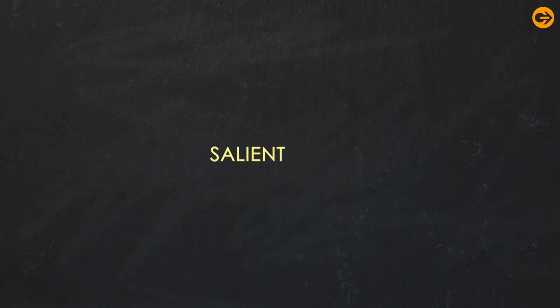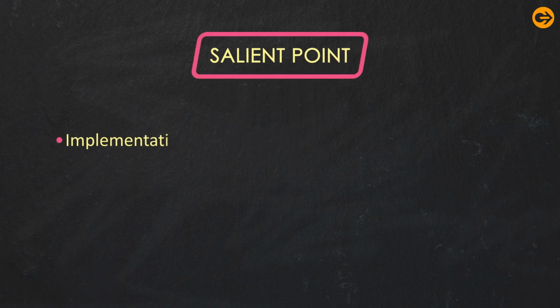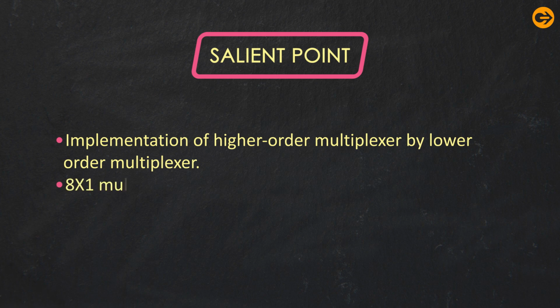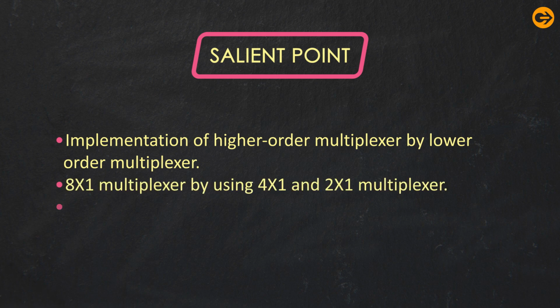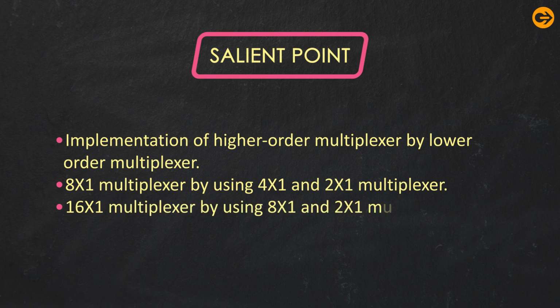In today's lecture, we have learned implementation of higher order multiplexer by lower order multiplexer: 8 to 1 multiplexer by using 4 to 1 and 2 to 1 multiplexer, and 16 to 1 multiplexer by using 8 to 1 and 2 to 1 multiplexer. With that, we are at the end of this lecture.